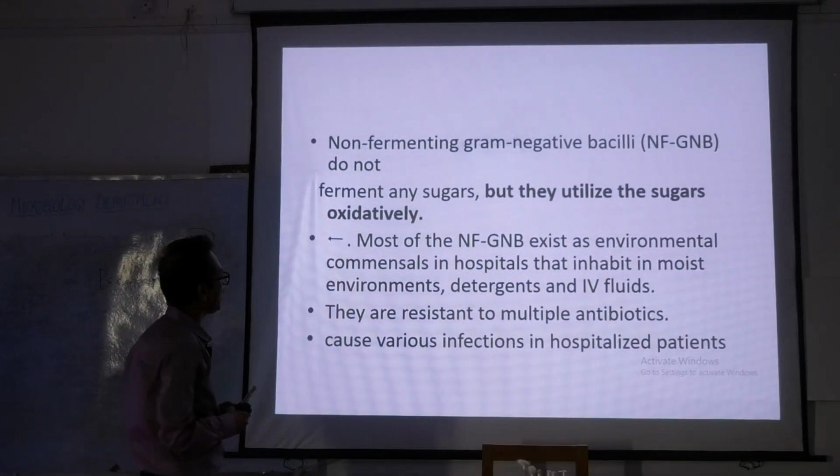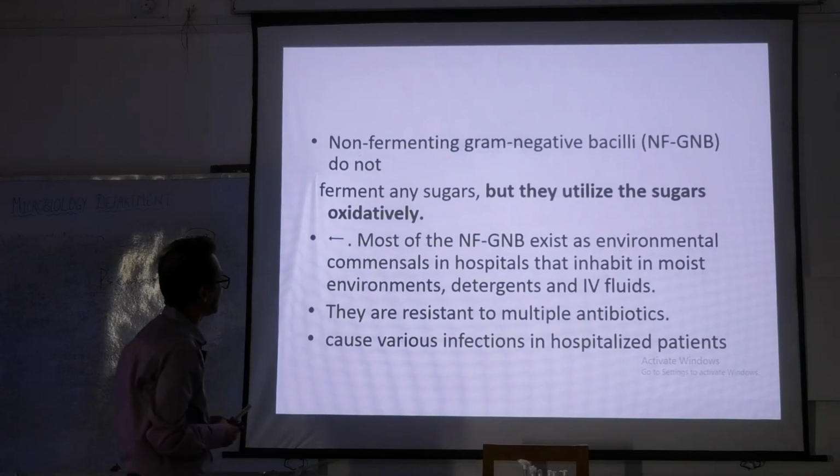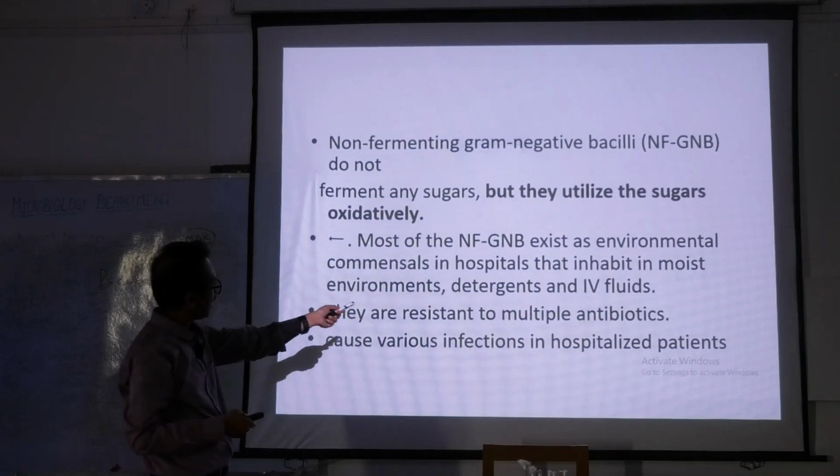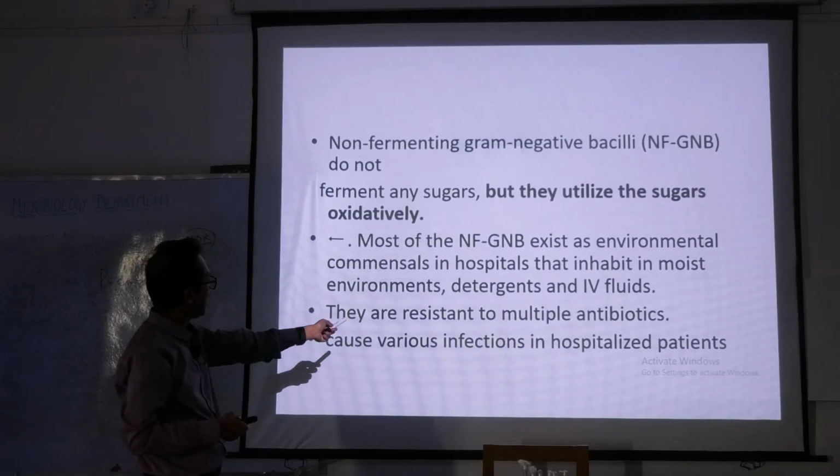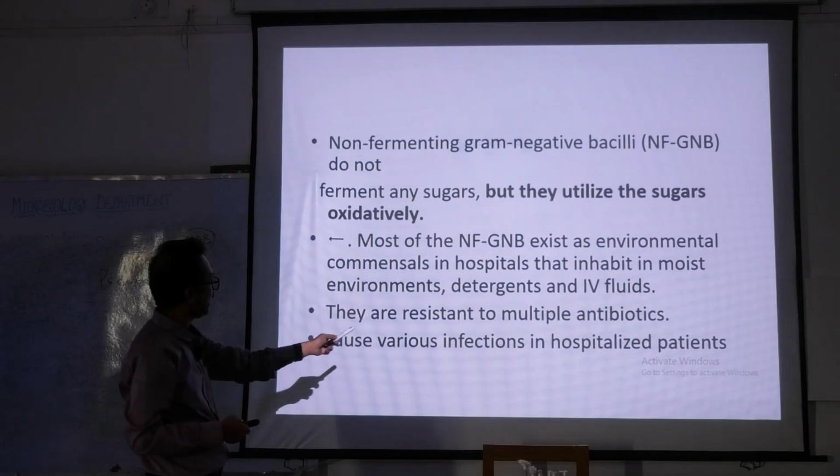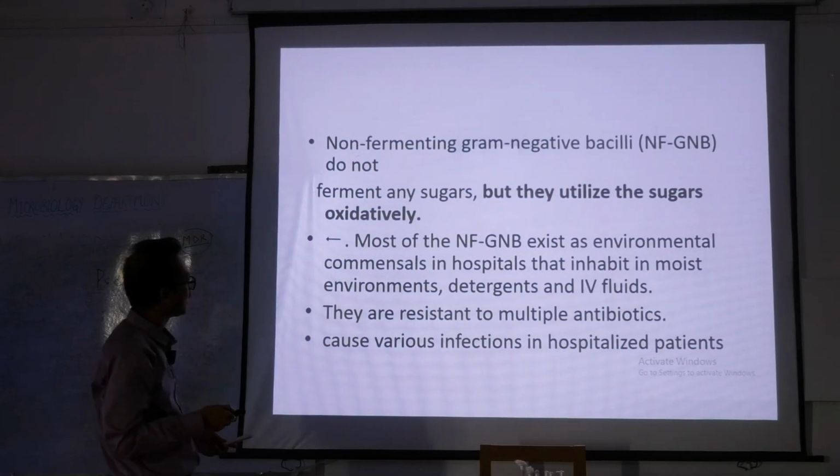Most of the non-fermenters exist as environmental commensals in the hospital, in detergents, and they are resistant to multiple antibiotics and cause various infections in hospitalized patients.